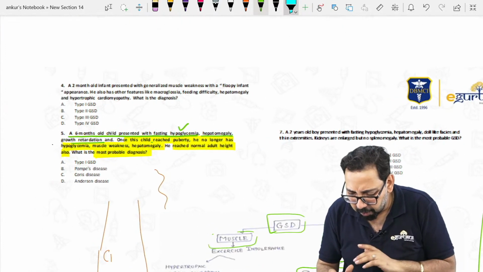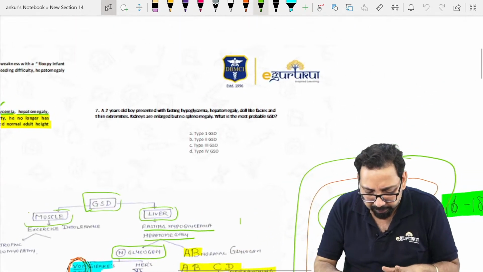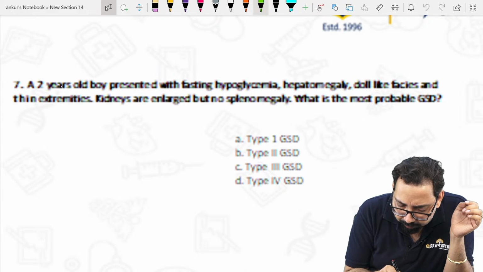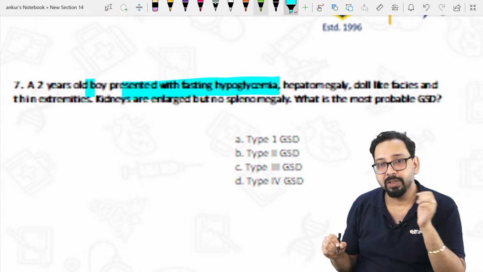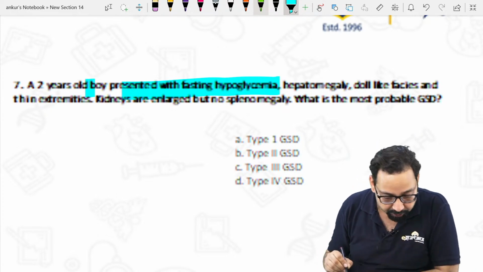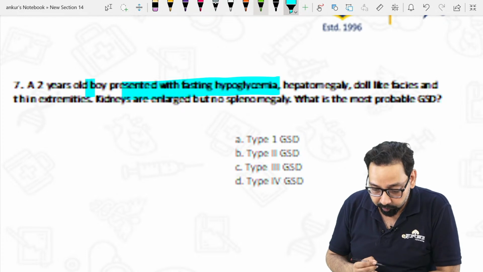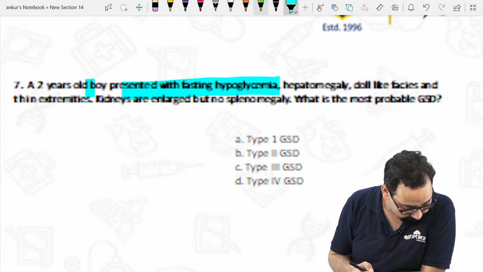Sometimes we think that a long clinical question is very disturbing and very difficult, but I say these are the simplest questions. A 2-year-old boy presented with fasting hypoglycemia. I think it's not so clear, but I will share this in a better way. Let me try after the class. I will try to send it.